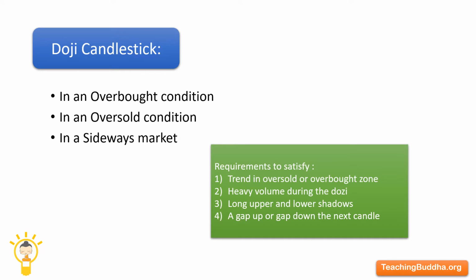Doji candlesticks can be seen in overbought zone or overbought condition, and can also be seen in oversold condition. If the doji candlesticks are seen in overbought condition, then there is a possibility that the trend is going to reverse to the downward side. If you see it in an oversold zone, then there is a possibility of the trend going upwards.